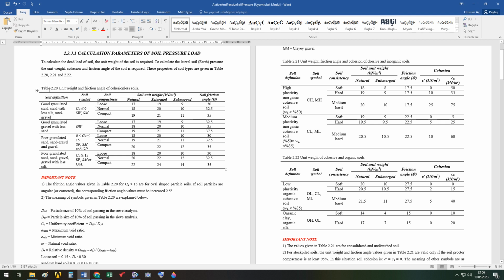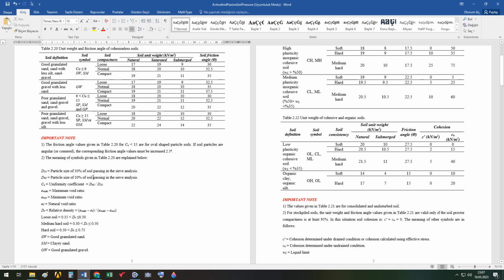Depending on the values given in table 220, the values which are given for cohesionless soils, which are in general sand and gravel, and depending on the condition of the soil on the site, you will obtain the unit weight and the friction angle of cohesionless soil from this table, or any other table you have to use in your own country. Here there are some explanations related to this table and the symbols given in this table.